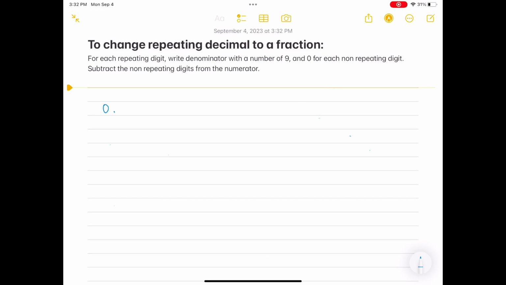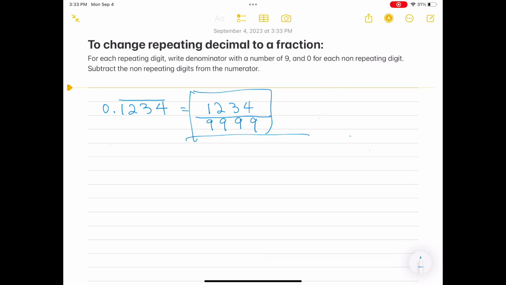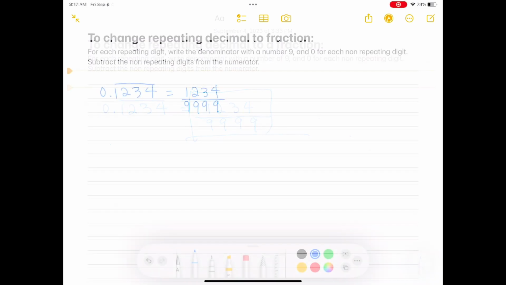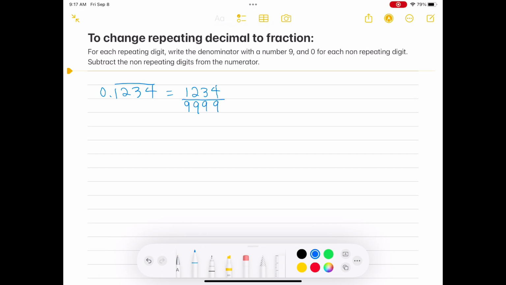The decimal 0.1234, in which all 4 digits are repeating, becomes 1,234 over 9,999, a 9 for each repeating digit. And here is a good opportunity to start playing with the numbers a little bit to find out, well, 1,234 and 9,999, those are very big numbers, do they have common factors?